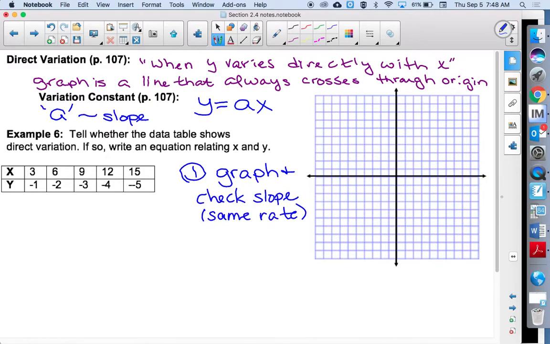So that's one way. So we're going to kind of treat this as a set of points. We're going to plot our points. Does the slope rise or fall at the same rate? The other way we're going to do it is algebraically, by actually calculating a. And if that a is constant, then it also is a direct variation.